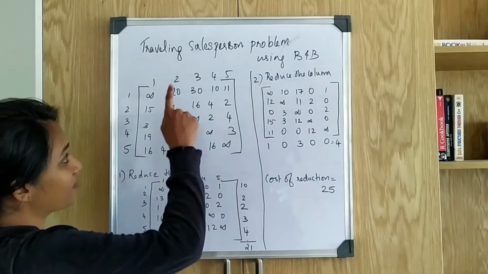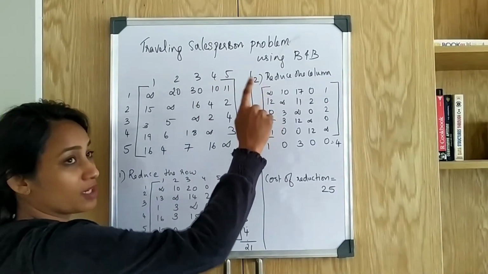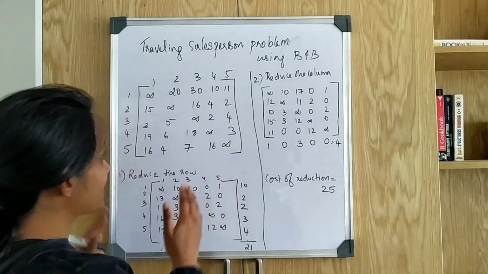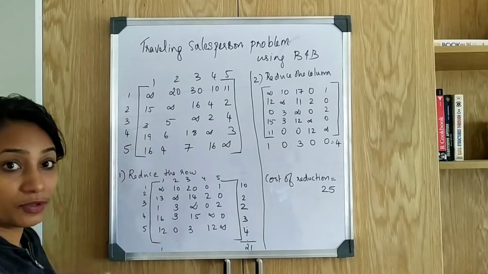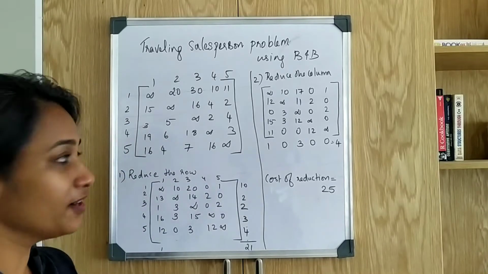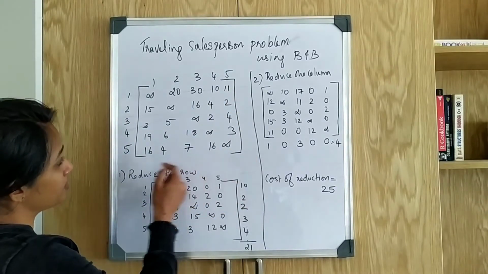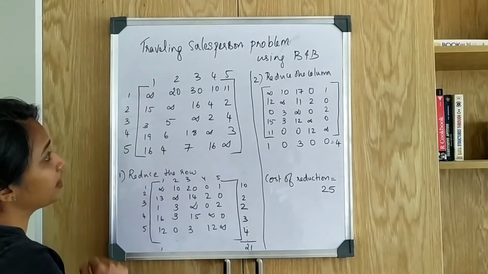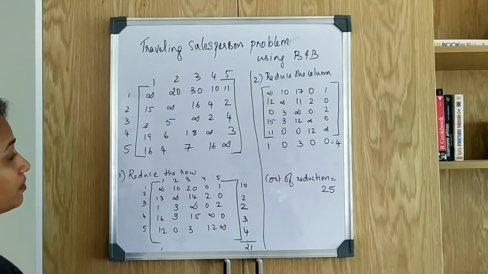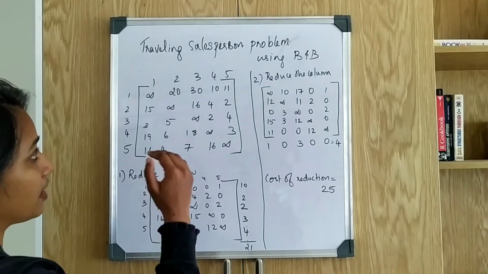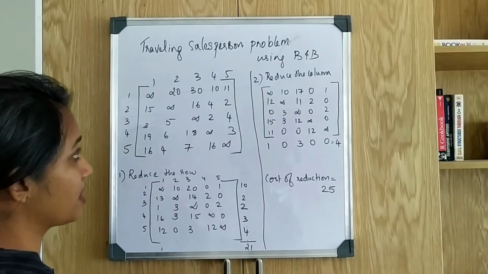So we're going to learn the traveling salesperson problem using branch and bound. This is the example that is given in the textbook. The graph will be given to you, and based on the graph, you have to create a cost matrix, an adjacency matrix over here. Now, what is the first step to solve the traveling salesperson problem using branch and bound?